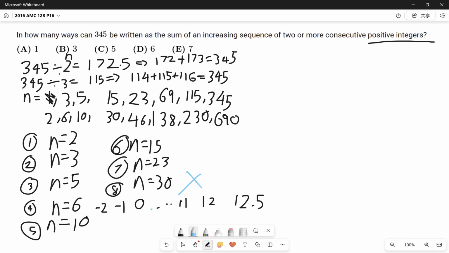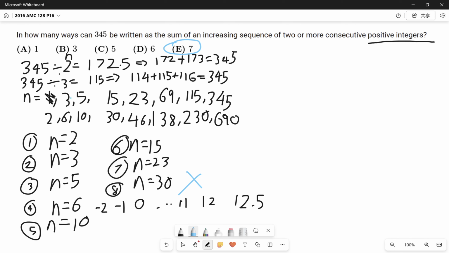What about other cases, like even larger numbers like 46 and so on? Well, 345 divided by any n that is larger than this will obviously result in an even smaller value. So there will be even more negative numbers and 0 needed, so they all won't work. So there are a total of 7 cases and the answer is E.